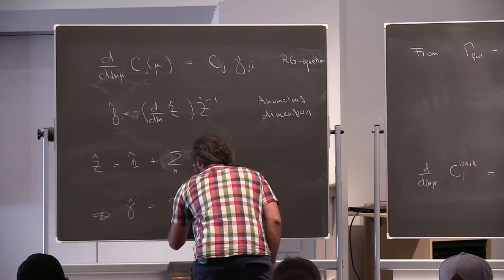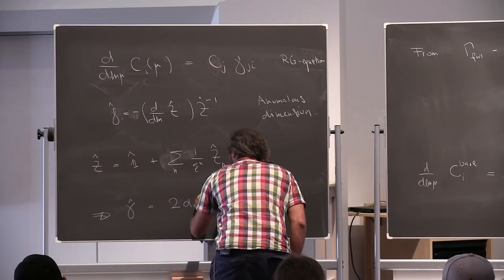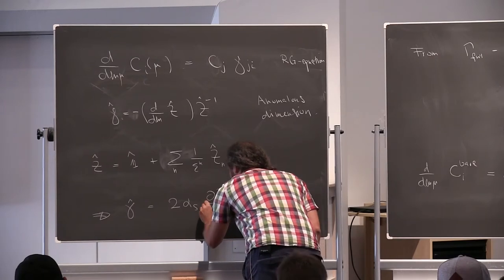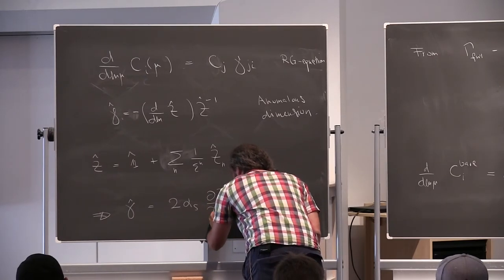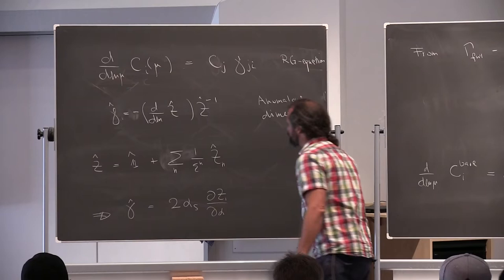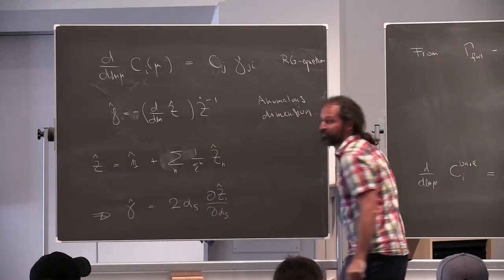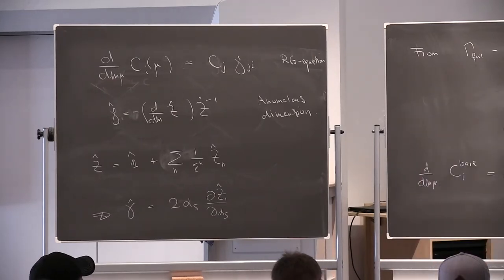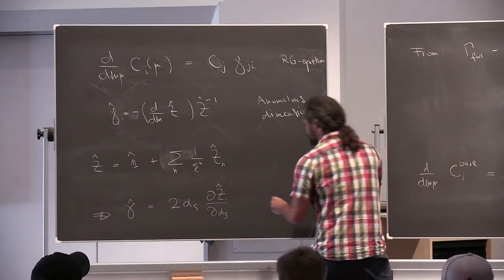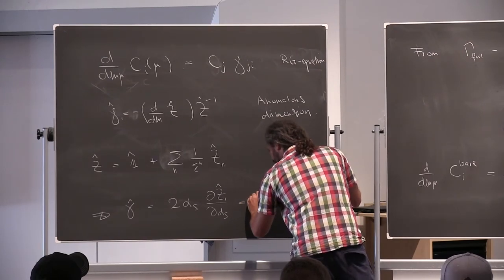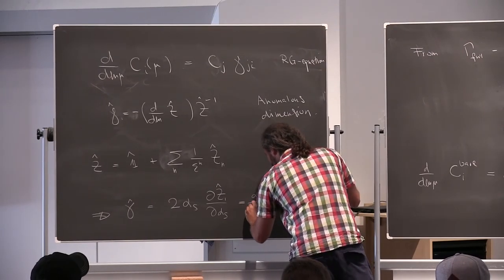So it's just given by 2 alpha s, and then the first derivative of this C1, the pole term, with respect to alpha s. And if you do it in our case, you get this alpha s over 4 pi.